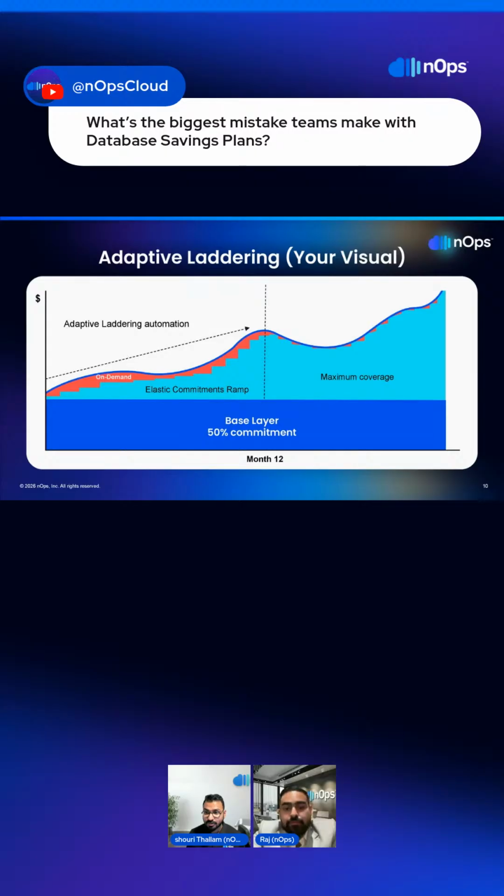And then we have also seen mistakes around what it does not cover and what it covers. If you're just looking at credit and committing to a dollar value, that's never a great approach. So these are the common mistakes that I've seen some of the teams and customers making.